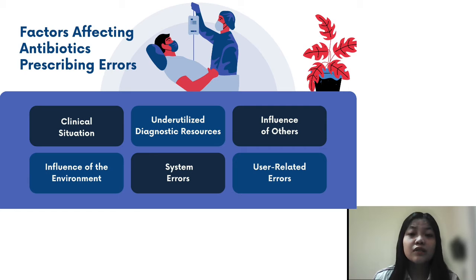The third one is influence of others. The opinion and wishes of other healthcare professionals or patients' families might affect how the doctor chooses to prescribe antibiotics. It occurs as it influences the extent of uncertainty confronted by the doctors while treating patients.